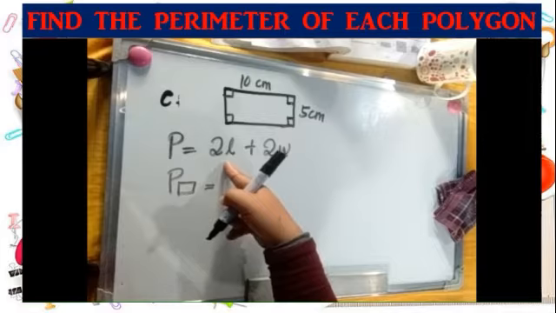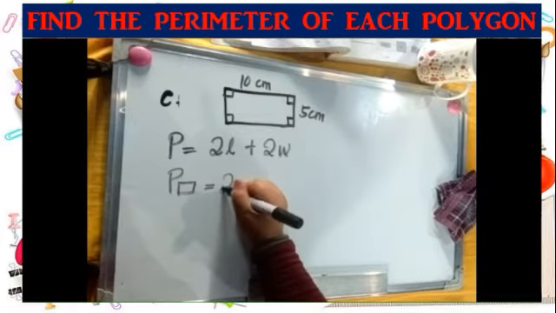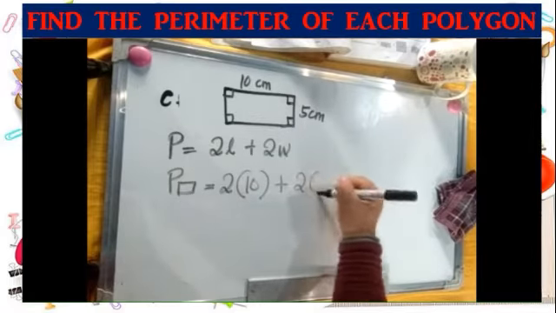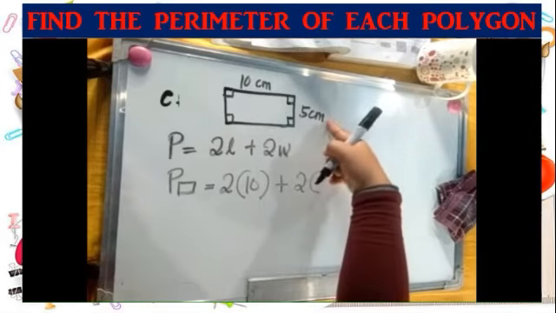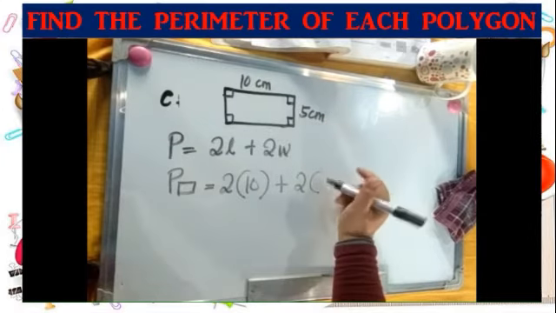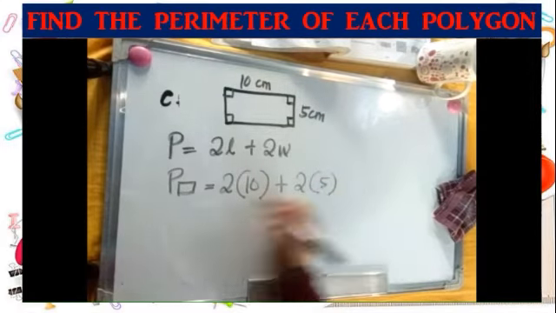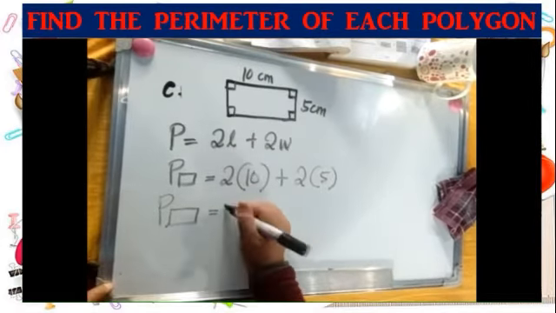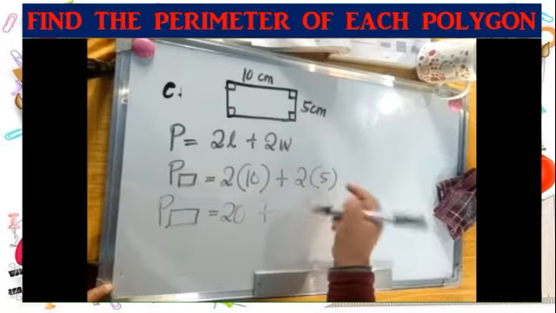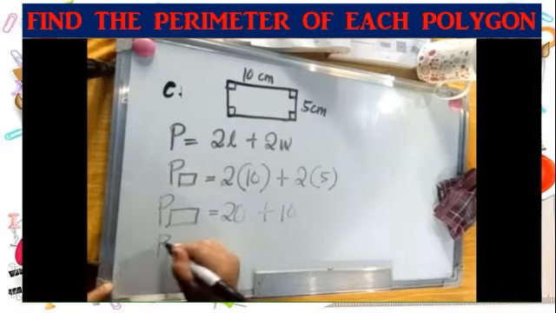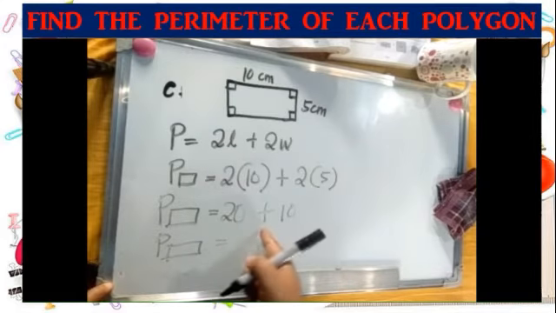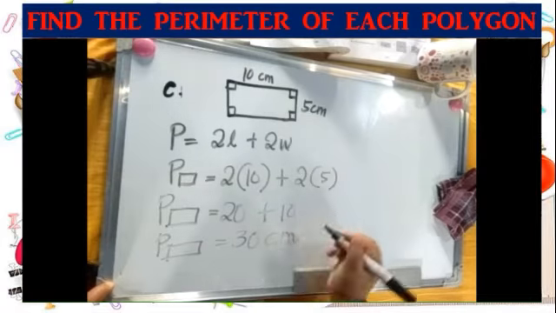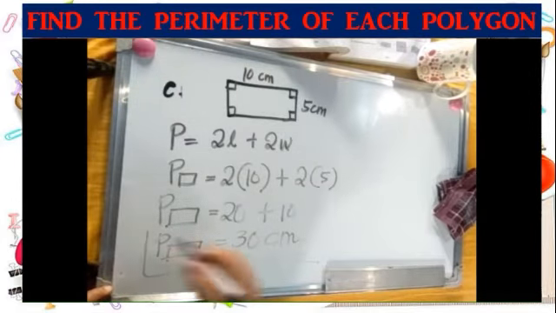So our length here is 10 centimeters. So we have 2 times 10 plus 2 times our width. What is our width? It is 5 centimeters. So, write 5 there. Okay, so 2 times 10, we have 20, plus 2 times 5, we have 10. So, 20 plus 10, we have 30 centimeters. So, this is now our perimeter.